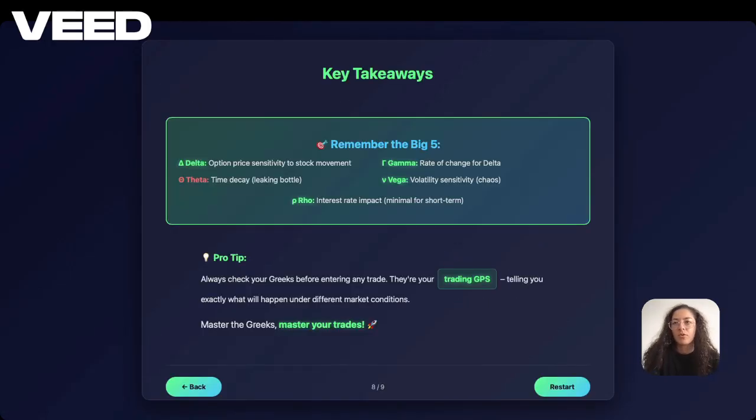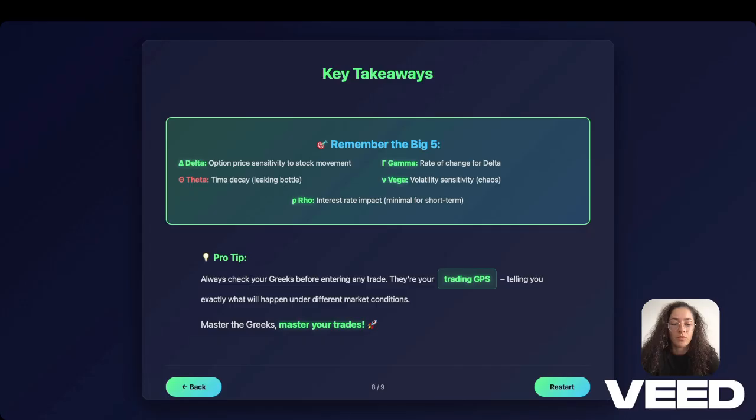So just to recap, we have our delta, which is the option price sensitivity to the stock movement. Your gamma, the rate of change of delta, the theta is the time decay, and the Vega is the volatility sensitivity. Always check the Greeks before entering a trade. If you master your Greeks, you're going to master your trade.